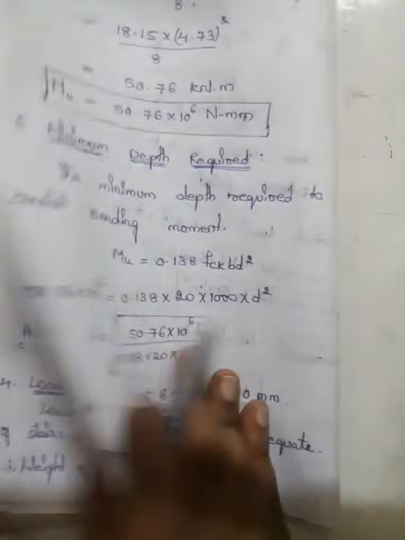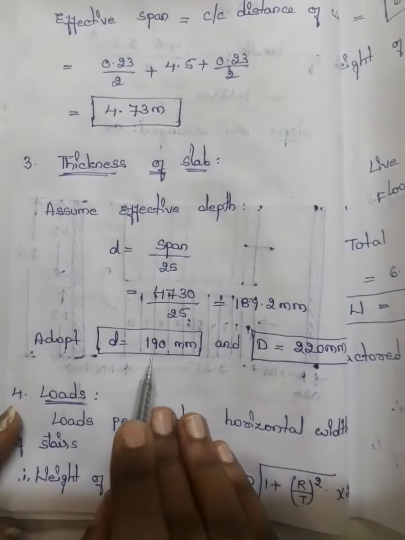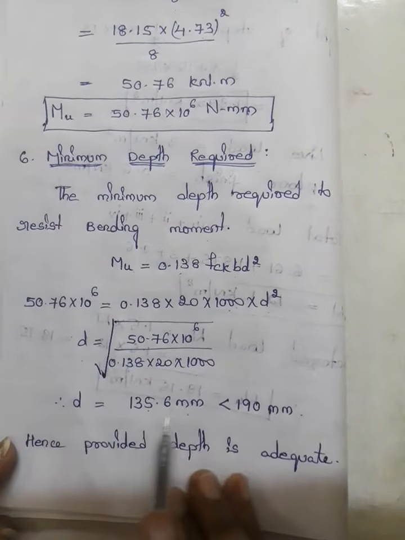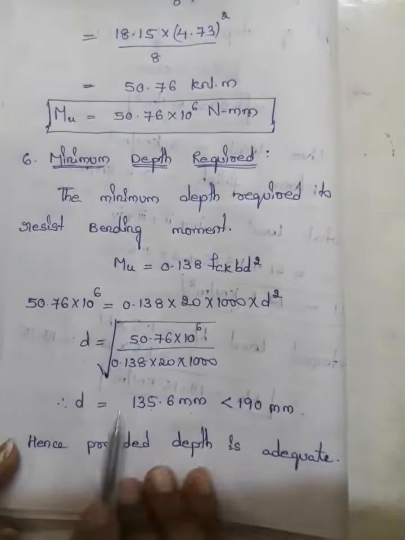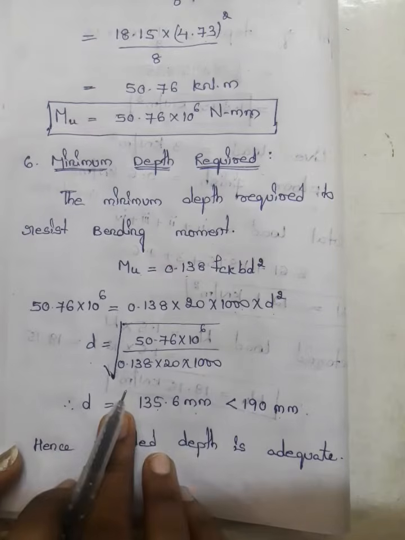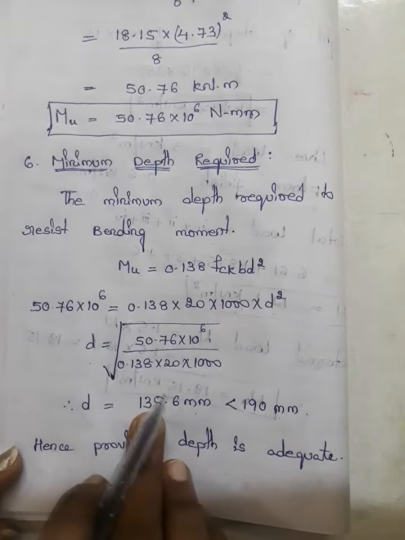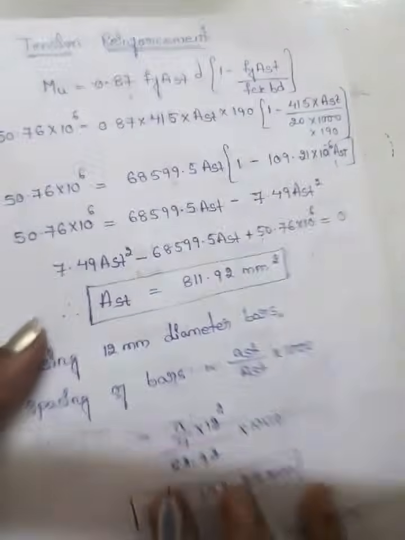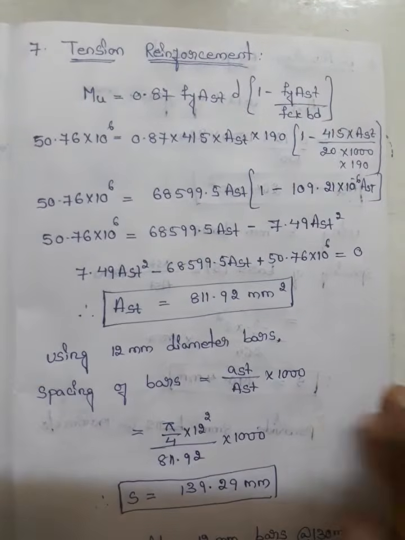And whatever D we have calculated is how much? 190 mm. So 190 is greater and 135 is less. Therefore the minimum depth requirement is satisfied. We have taken 190 mm, so it satisfies the minimum depth required as per our codal provision. Hence the provided depth is adequate. So we can move to the next step.